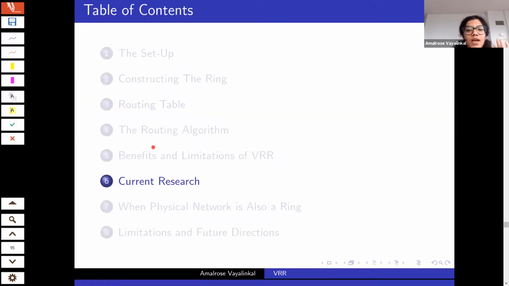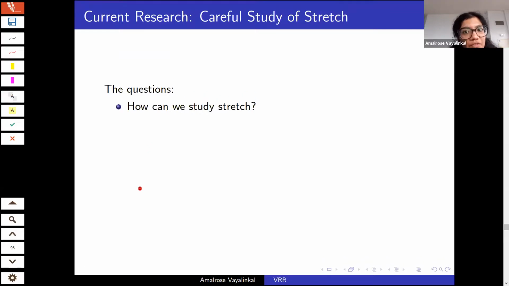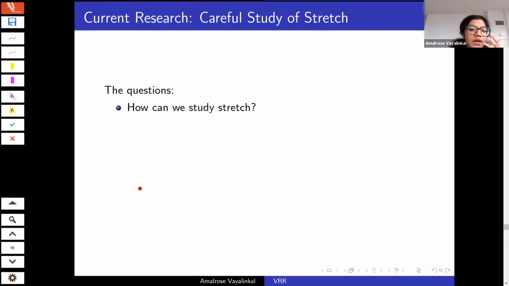Okay. So now that I've hopefully given you some idea of how virtual ring routing works and what stretch is, we can talk a bit about what I did this summer with Professor Almut Burchard, which is we want to do a careful study of stretch. So the questions are, how can we study stretch? The main thing we can do is try to find some upper bound for stretch, like that would be helpful, right? And this is helpful information for people trying to implement the algorithm.